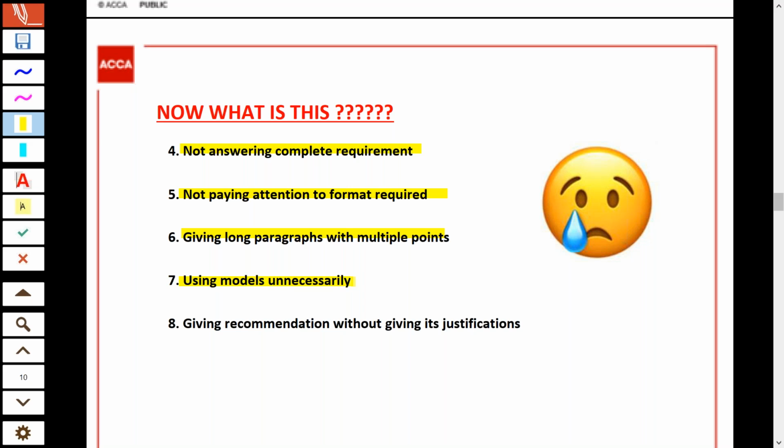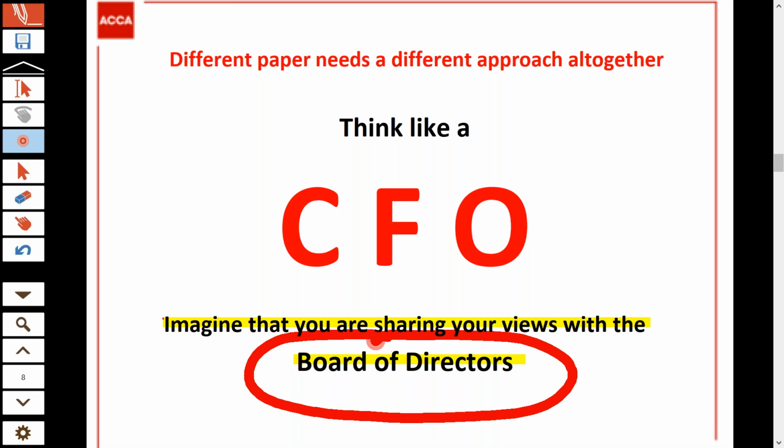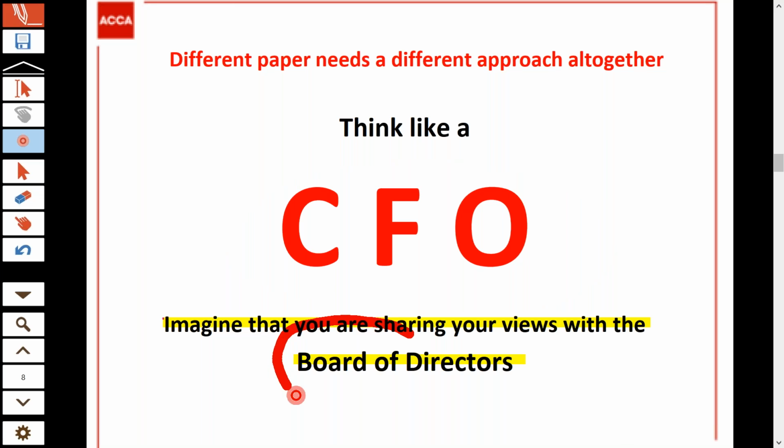Okay, so just imagine, just go back here. Do you think the board of directors are interested in models? Do you think that the CFO is expected to talk about fancy models? Or do you think they want to see a model? No, right? So it all goes back to this slide. If you give a logically correct answer without using a model, you will get marks. So do not get stuck in models.